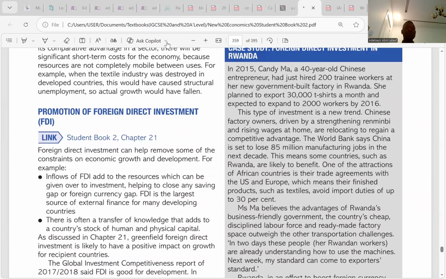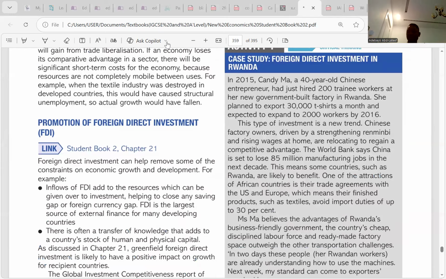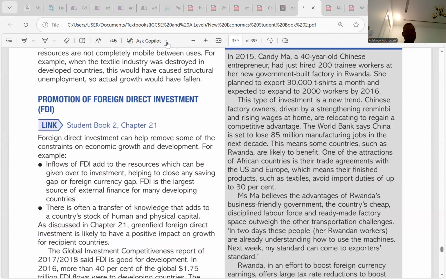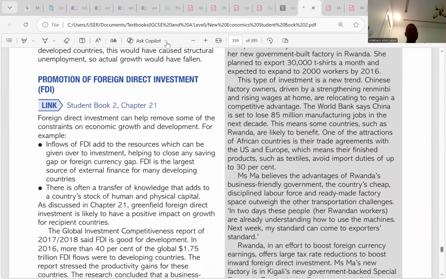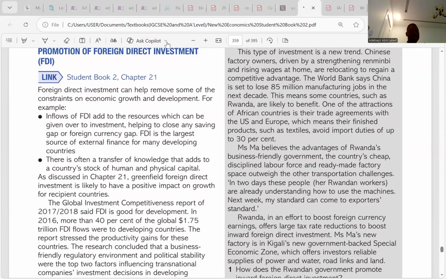Okay, the second method to use is promotion of foreign direct investment, FDI. Foreign direct investment can help remove some of the constraints on economic growth and development. For example, inflows of FDI add to the resources which can be given over to investment, helping to close any saving gap or foreign currency gap. FDI is the largest source of external finance for many developing countries. There's often a transfer of knowledge that adds to a country's stock of human and physical capital, as discussed.